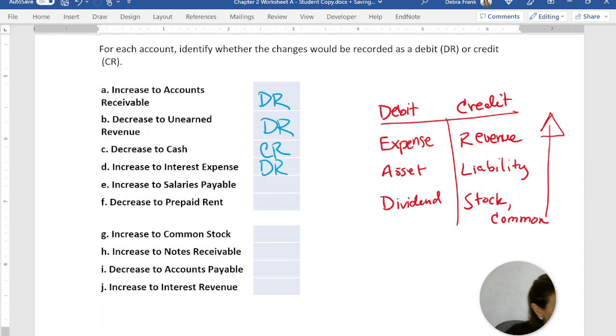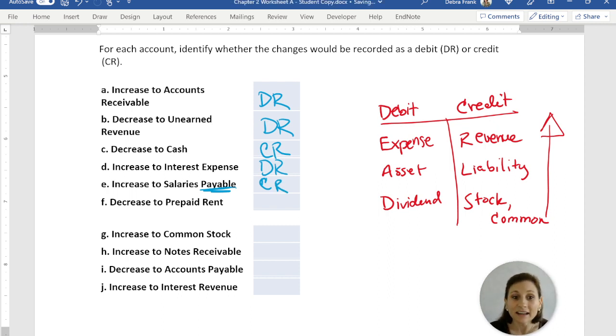Increase in salaries payable. This is where my example is saying it has the word payable. So easy. Now we know it's a liability and it's increasing. So our cheat already tells us what happens when it increases. So we know it's on the right side. On the right side. So credit. Perfect.